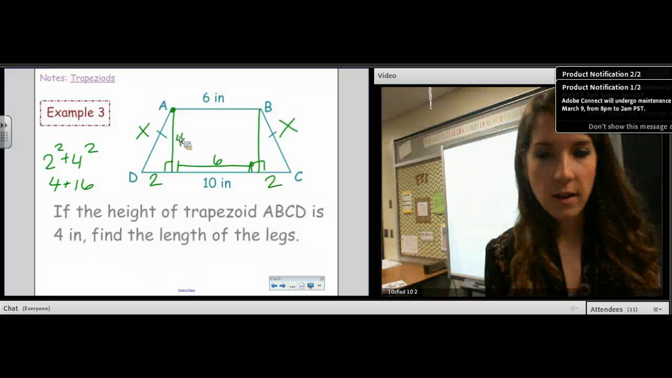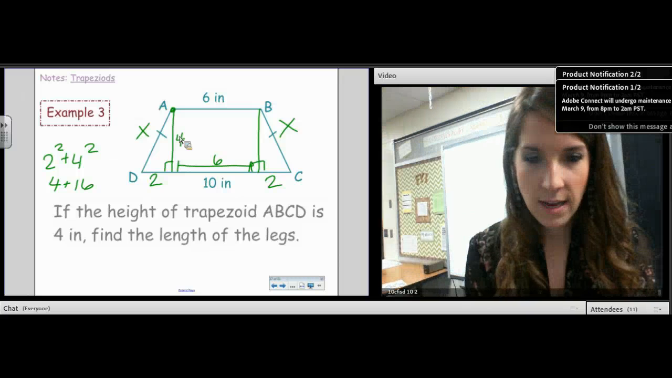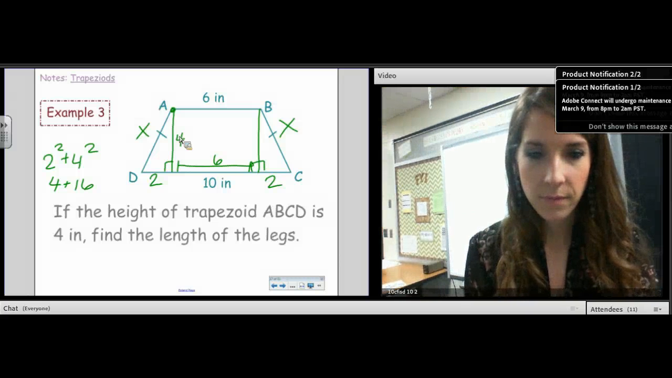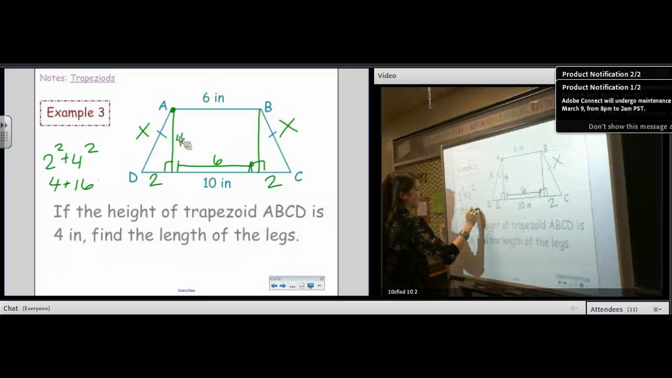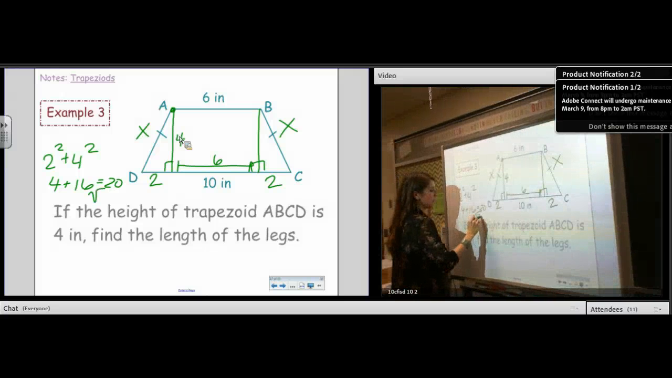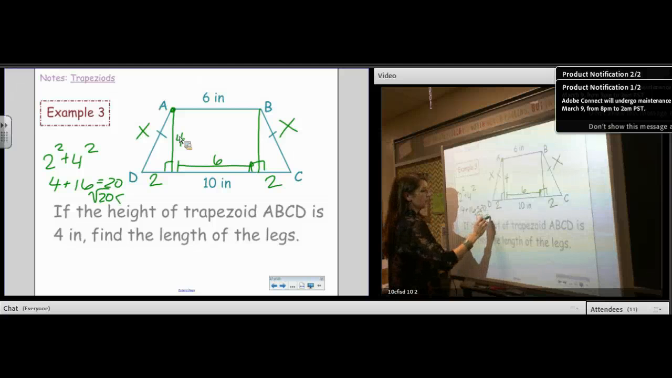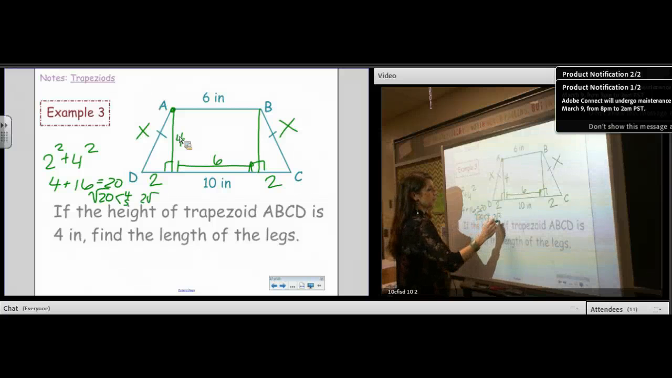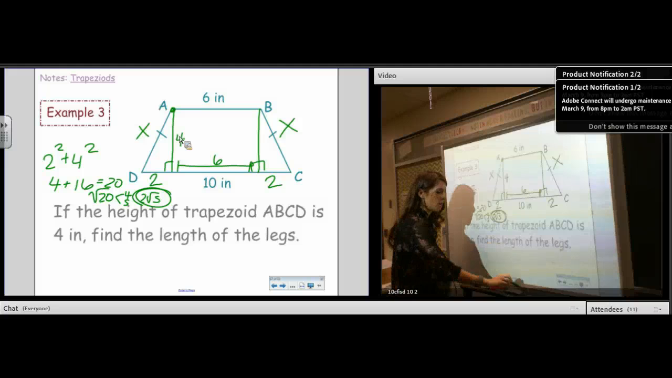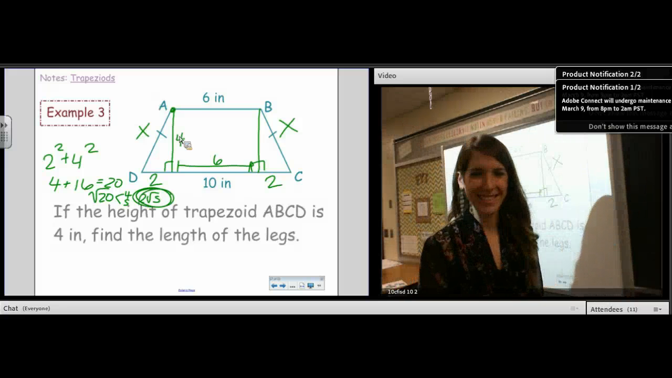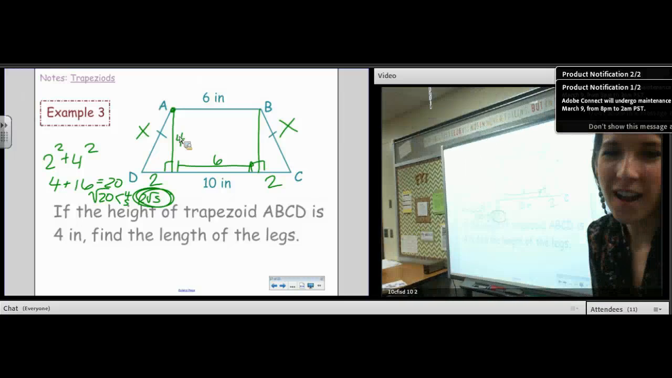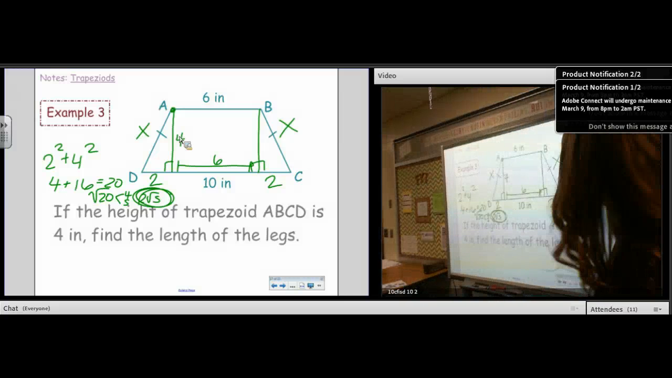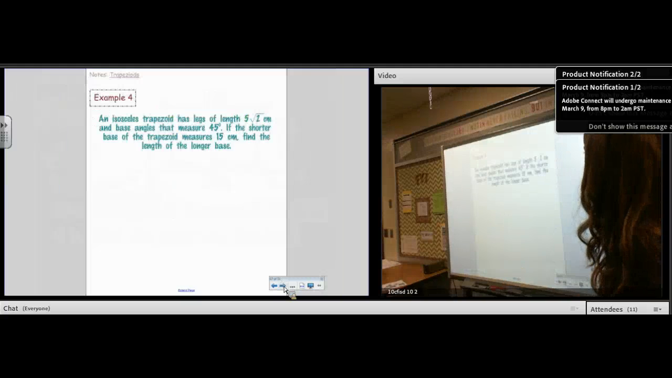Am I doing everything right? Square root of 20. So that's 20. We need to square root 20. 20 is 4 times 5. 2 root 5 was the perfect answer. Good job, Quan. Okay, I'm going to move on. 2 root 5 was the answer, Pythagorean theorem, and simplifying radical.